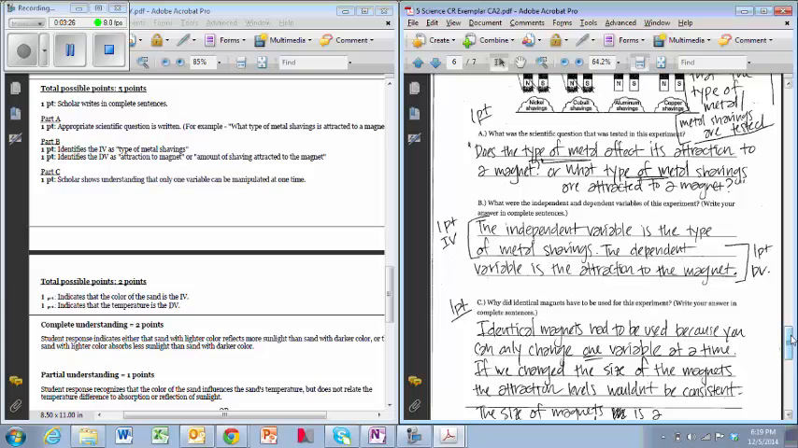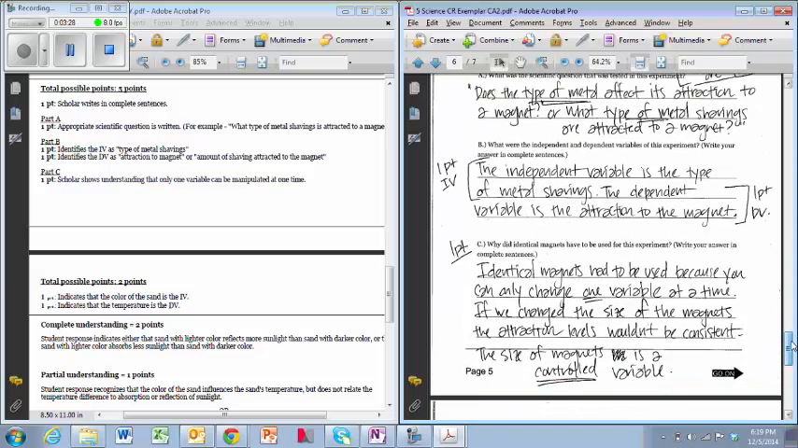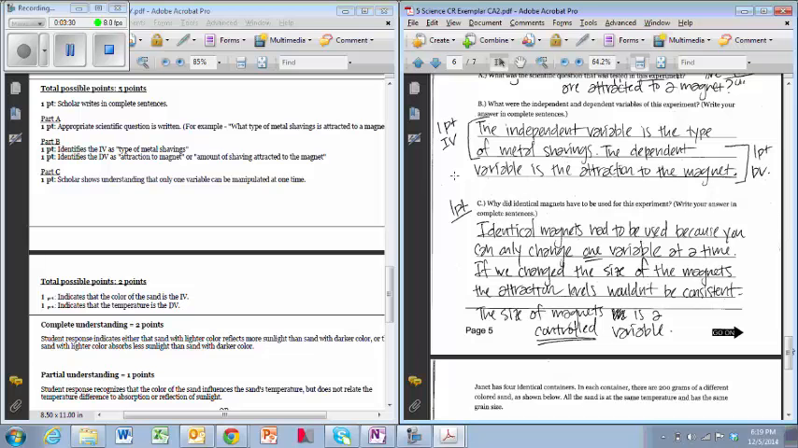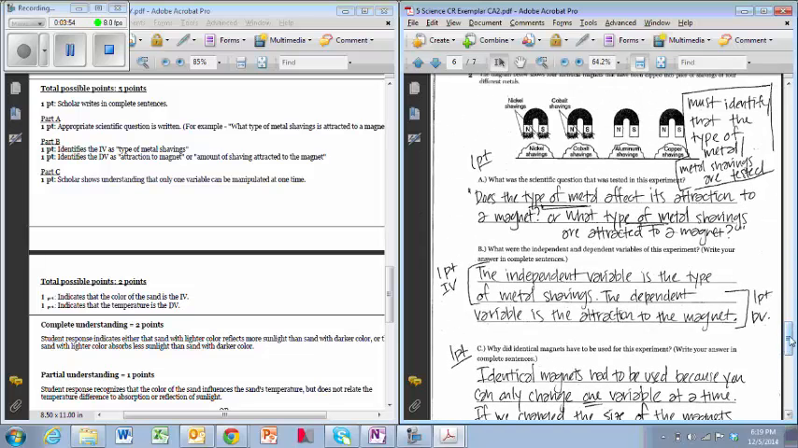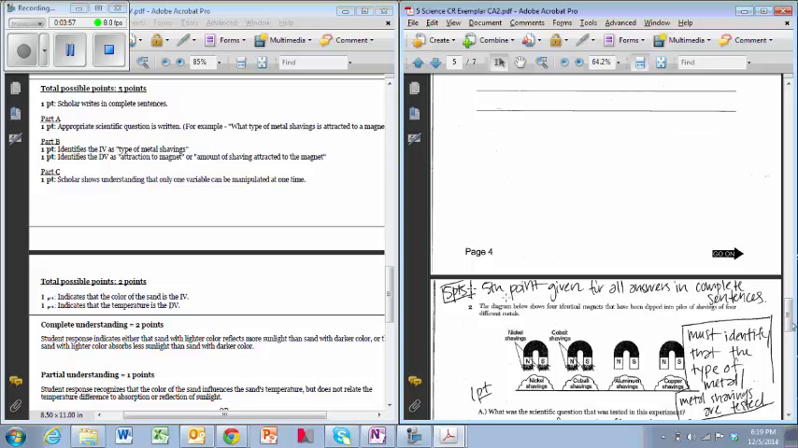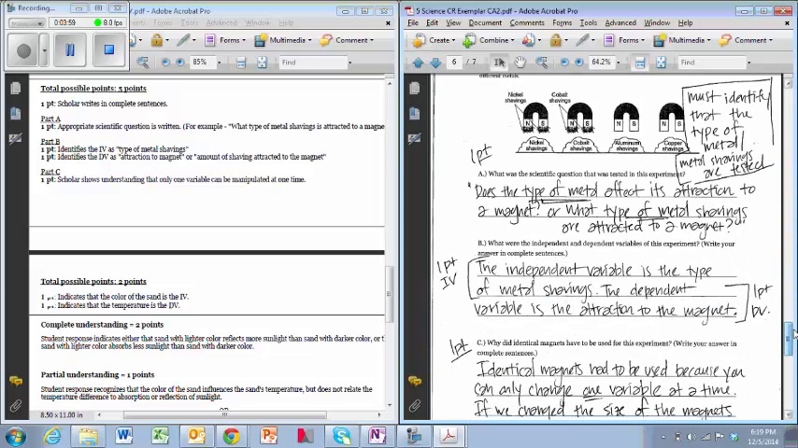Part C down here is worth 1 point, and it asks scholars to just identify why the magnets have to be identical in the experiment. So they really just need to note that you can only change one variable at a time. If we change, for example, the size or the type of magnets, the attraction level wouldn't be the same. And so if they write that, they get 1 point. And if they've answered all 3 of these in complete sentences, they get 1 additional point. You'll notice up here that the 5th point does come from writing in complete sentences.